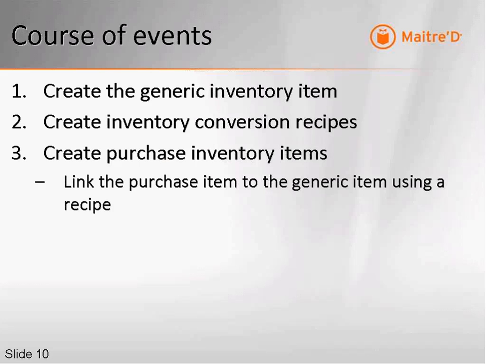As you notice here, it's kind of reversed compared to the graphic that we've seen earlier. The first step is the generic item itself, followed by the recipe, and then the purchase format. You'll see when we do it in practice, you'll understand the logic behind that, why we have to follow that order of creation.